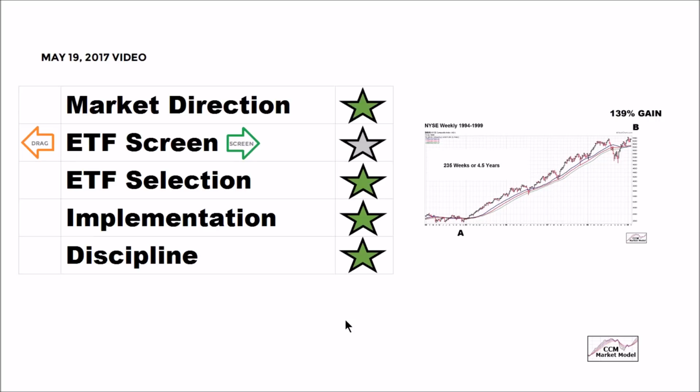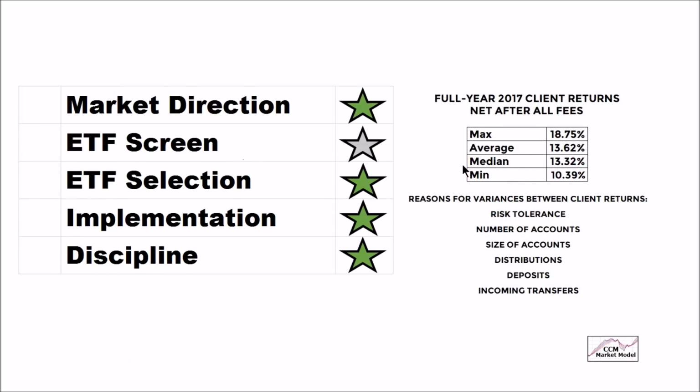Therefore, if we take a look at full year performance, including the period without the new screens and the period with the new screens, the vast majority of clients will fall in this range here. These are full year client returns for clients that were with us for the entire calendar year, net after all fees. Since we all do similar things based on the model, you might ask, why the variance?